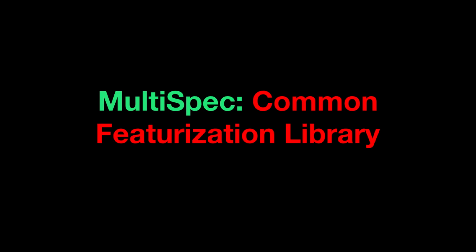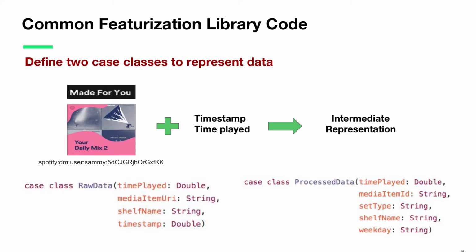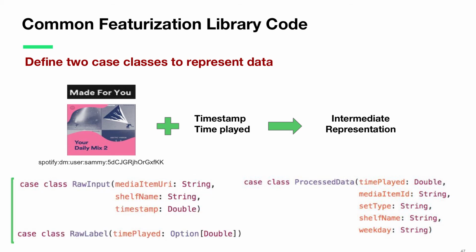Okay, so let's see how we can avoid stripping out the label in the service, starting with the common featurization library. I showed you that we defined two case classes to represent the data: our raw data and our process data. So the first step to fixing this is to break up the raw data into two separate case classes. One, the raw input, and secondly, the raw label. The raw label contains only the training specific information. And the raw input has our media item URI, shelf name, and timestamp, which is going to be used to generate the actual input feature to the model.